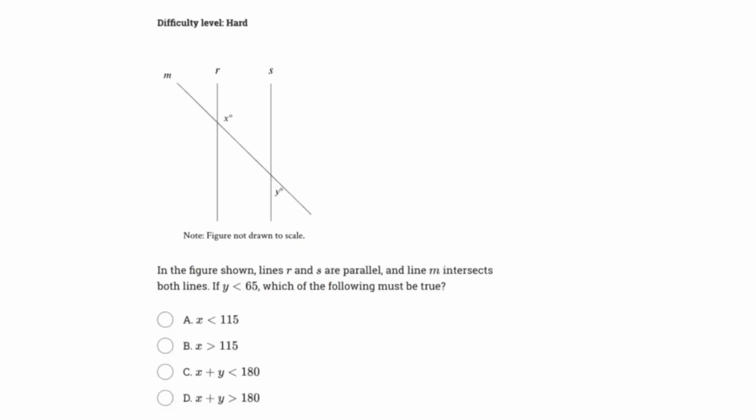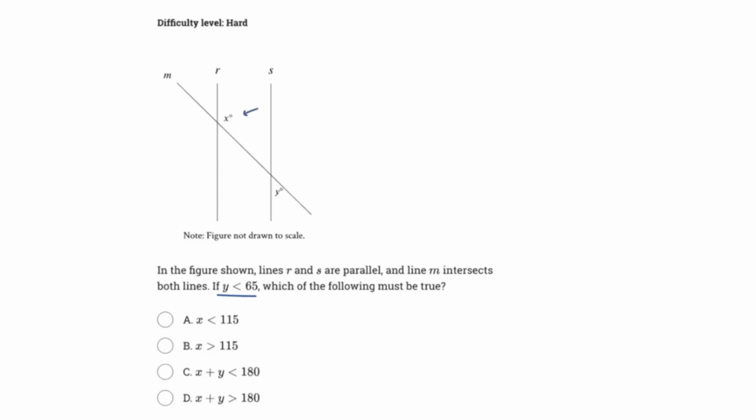This one says, in the figure shown, lines R and S are parallel and line M intersects both lines. So we've got a parallel line cut by a transversal, so we want to be thinking about vertical angles, alternate interior angles, all that stuff. If Y is less than the value of 65, which of the following must be true? So let's just go right through it. So it says X has to be less than 115. So X is this angle right here.